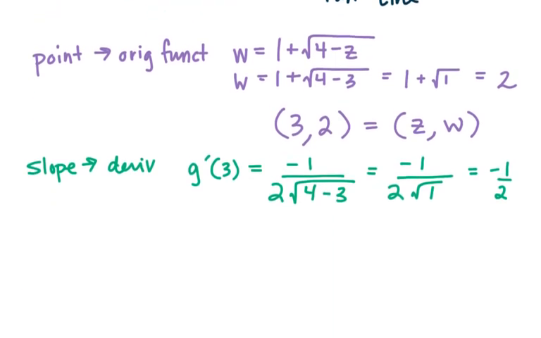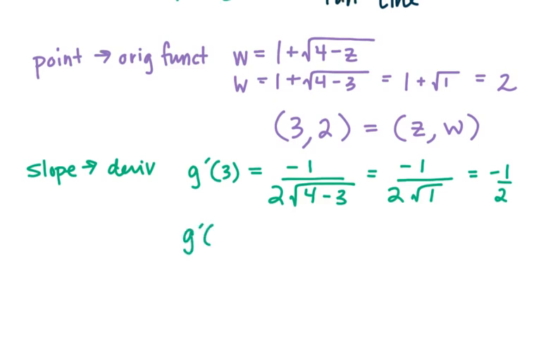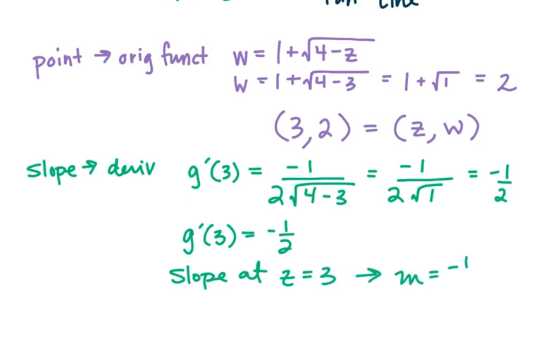So what does that mean? Let's interpret that. G prime of 3 means the rate of change at z equals 3, or x equals 3. The rate of change at z equals 3, my slope, is negative 1/2. So the slope at z equals 3, we've got m equals negative 1/2. Remember that the point, the ordered pair, is always going to come from the original function, and the slope comes from plugging that value into the derivative.